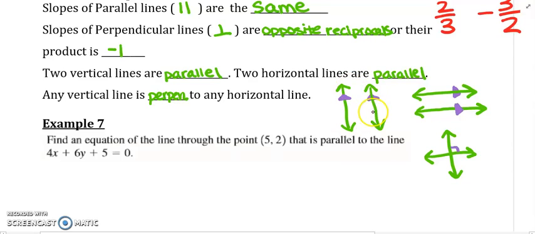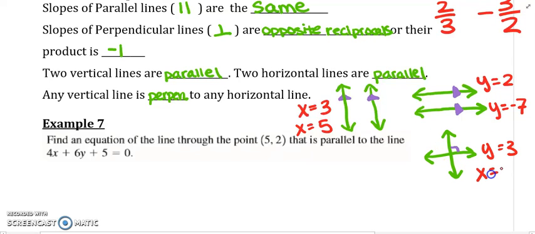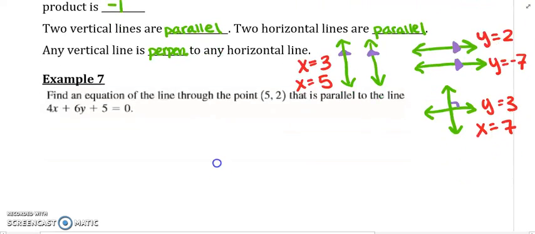If I have two vertical lines, they're obviously parallel. So vertical would be like maybe x equals 3 and x equals 5. Those are parallel. Horizontal lines are parallel. So y equals 2 and y equals -7. Those are parallel. And then, of course, vertical and horizontal intersect to form a right angle. So y equals 3 and x equals 7 are going to be perpendicular.